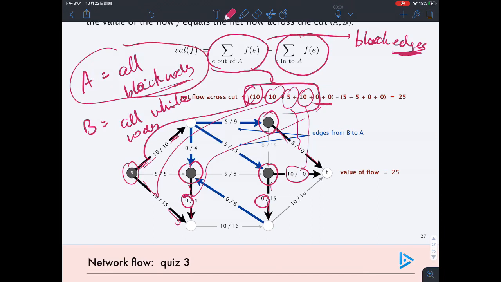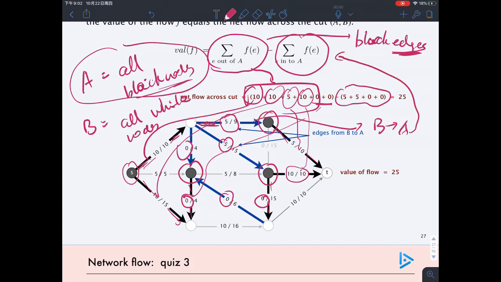Now if I look at the blue edges, it's 5, 5, 0, 0. All the blue edges are moving from B to A. That corresponds to the second term: 5, 5, 0, 0 is what we get at the end. So we need to do the subtraction and take the difference. After I tediously calculate everything, I come up with 25 again.